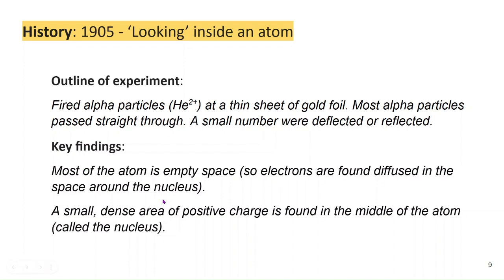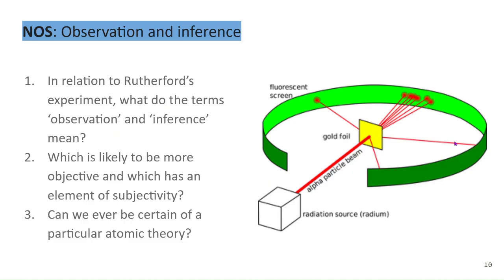Rutherford inferred from this that most of the atom is empty space, so the electrons are diffused in space around the nucleus, right? They are not right next to the nucleus, they are far away. And a small dense area of positive charge is found in the middle of the atom, and that's what got named the nucleus. So these are the findings, the inferences, and conclusions that Rutherford made based on the data that was collected. This is a super important experiment because essentially it led to the discovery of the nucleus, right? Which is a very important piece of chemistry now.